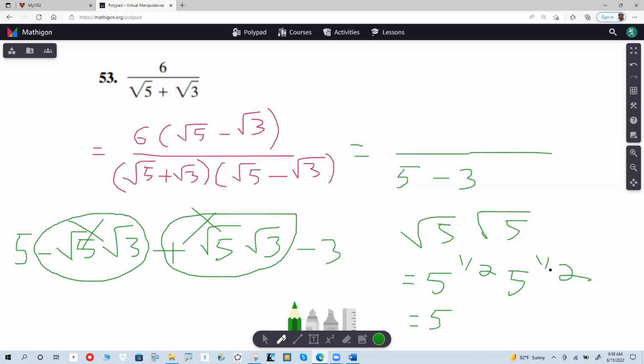Look, the radical sign is nicely gone. We have eliminated it. And what happens on top? I have 6 square root of 5 minus 6 times square root of 3, and done.